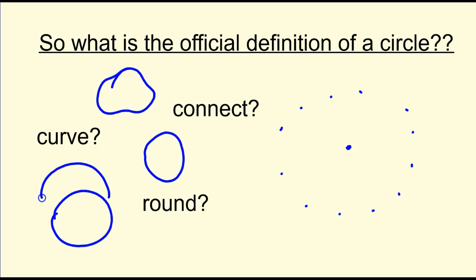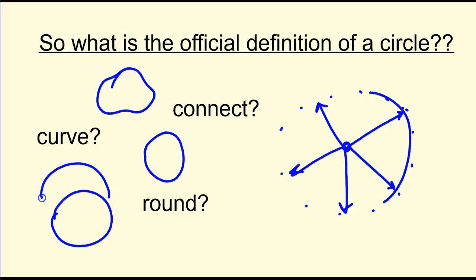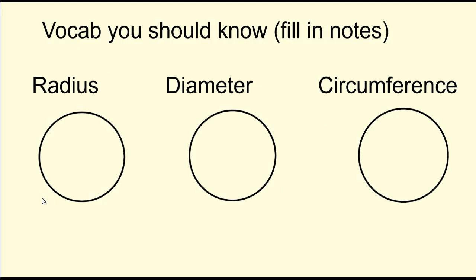So the definition of a circle is actually the collection of all of these points that are the same distance away from a center point. So if I pick a center and then measure out the same distance in every direction, all of these points are what make a circle. So it's all the points the same distance away from a center point. So let's keep going and write these down.